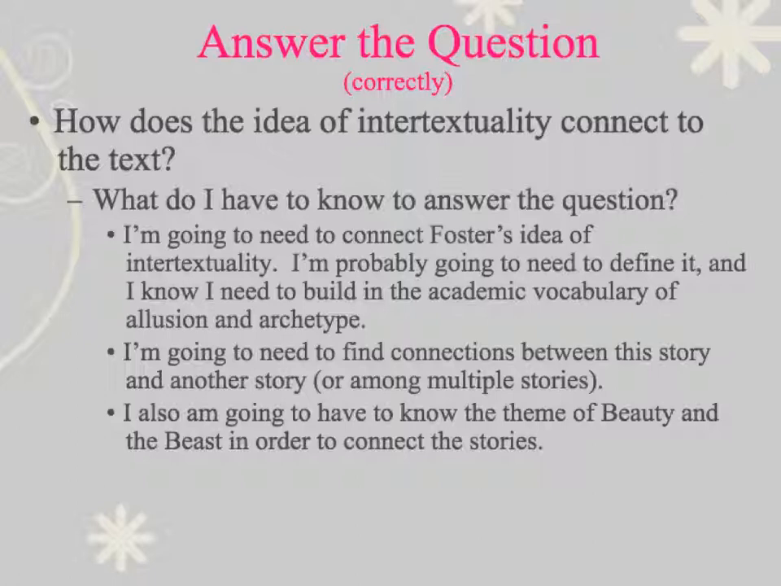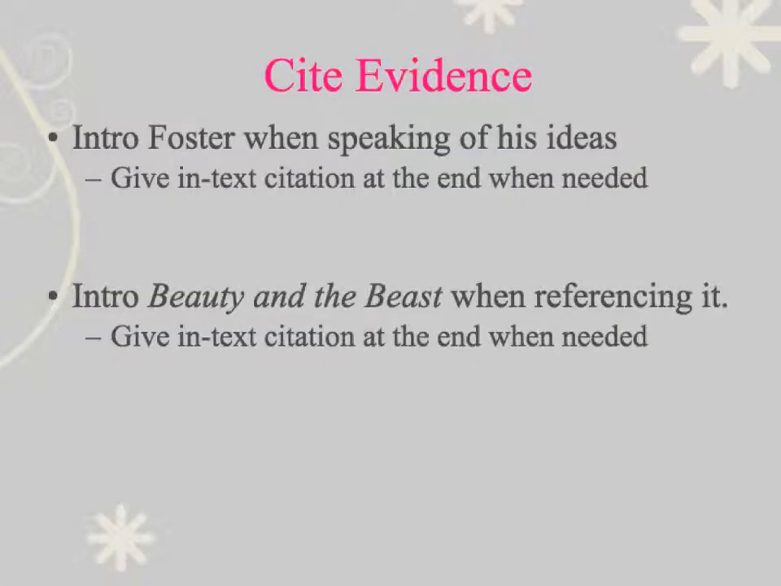Once you look at how to answer the question correctly and completely, you're moving into that letter C, where you're going to cite evidence. When you're citing evidence, you want to introduce Foster when you're speaking of his ideas, and then you want to give an in-text citation at the end when it's needed. We're looking at MLA formatting in this course. Foster is a text, so I would use his last name and the page number. For example, it would look something like this.